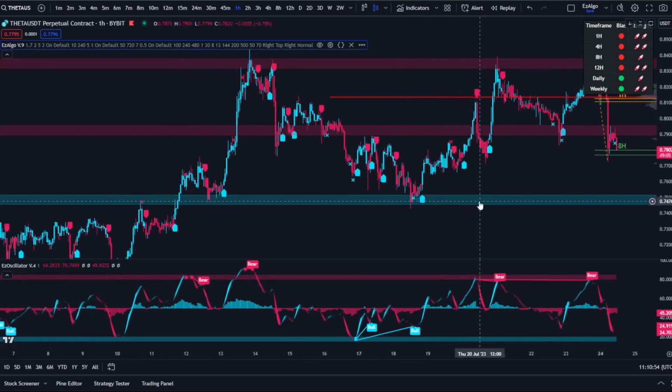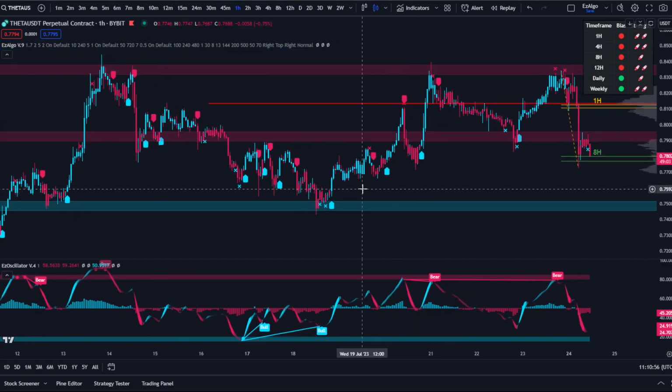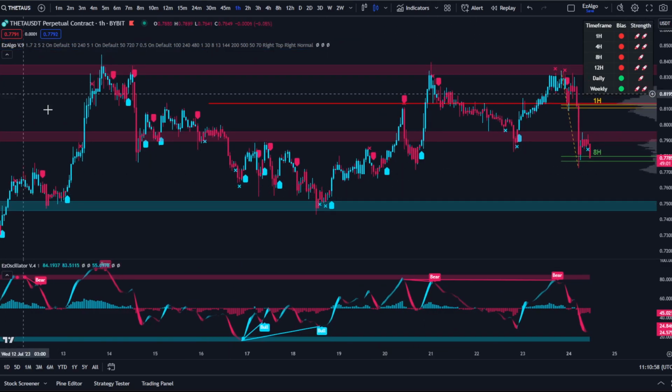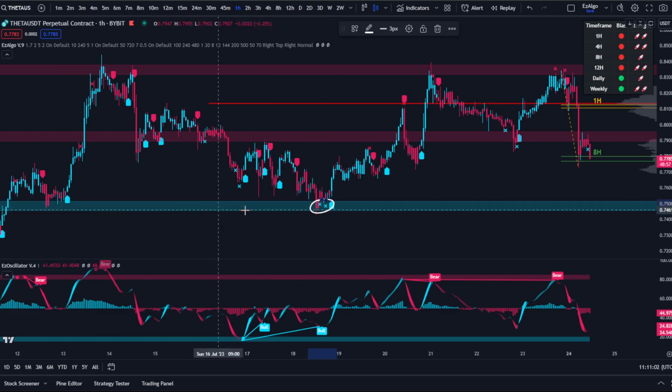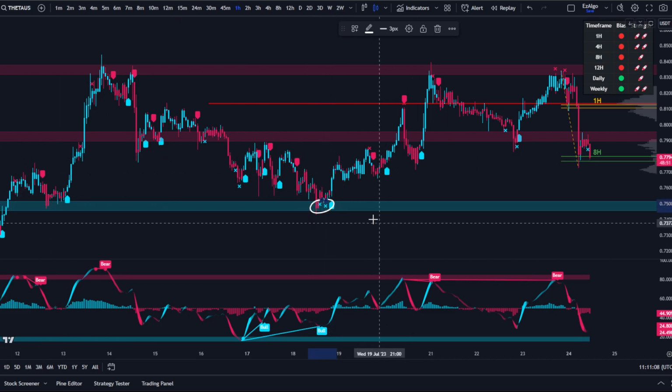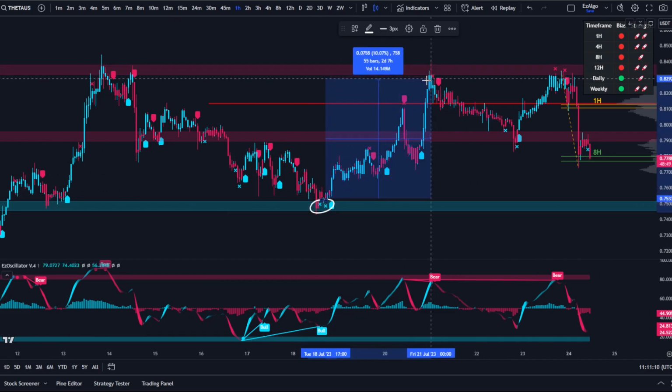For example, this would have been a very easy long position, in my opinion, right around here. Why? Well, we had a 4-hour support zone, right? We tested that zone once more. We had a bullish divergence on the EZ Oscillator, reversal buy signals followed by a buy signal. That would be your entry for a long position.